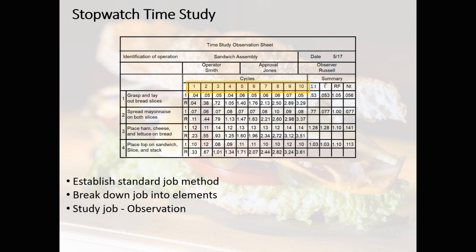In the sandwich assembly example that we have here, we're going to run through 10 cycles. At the end of each element, we're going to compute an average time for that element, so we can determine how long it takes, on average, to complete that element.